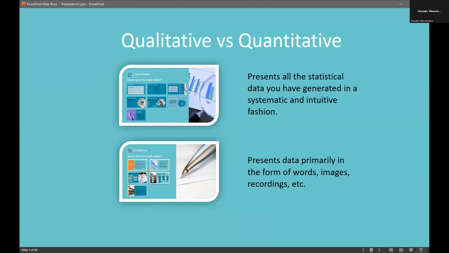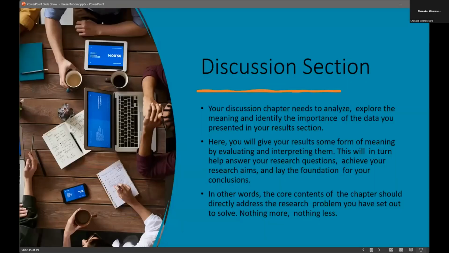So let us go to the next one, the most important thing, that is the discussion section. In the discussion section, as I mentioned earlier, what we do is basically the complete opposite of what we did in the results. In the results, we did not interpret, but here we interpret the results.